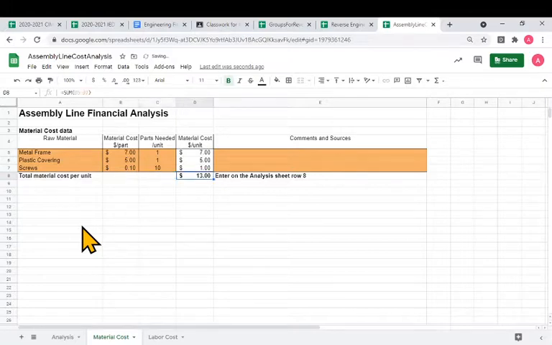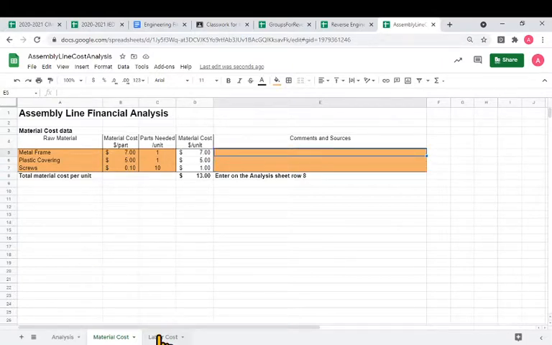Okay, so in the end, the material cost in total, when it sums everything up, is going to be $13. And what's nice is this number is going to show up on the analysis tab. We don't have to manually put that in. And if you have any comments or sources of information you want to write down here, you can. That's going to be right there.